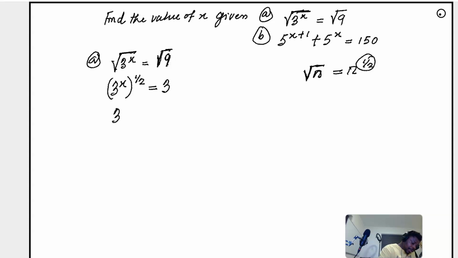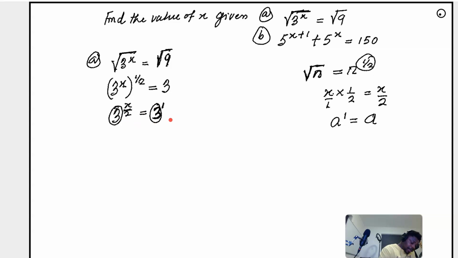This is 3. So this is x times half. That is x times 1 over 2. Remember, this is over 1. So x times 1 is x. 1 times 2 is 2. So this is x over 2. So this is x over 2 is equal to 3. Remember, 3 simply means raised to the power 1 because a raised to the power 1 is a. So the base here on the left hand side is 3. The base here on the right hand side is 3.